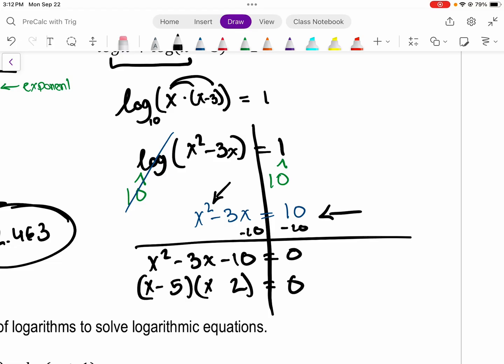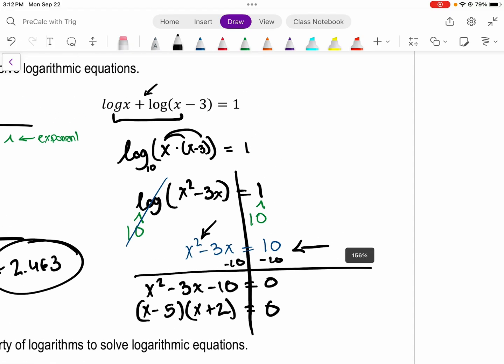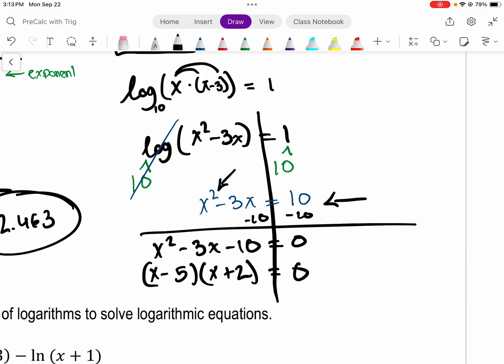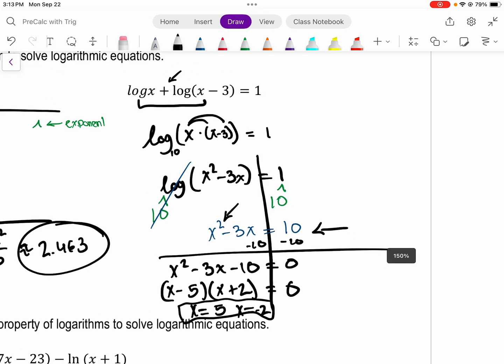The 5 is going to be negative and the 2 is going to be positive, which means I have two possible answers. I'm going to write this over here. X equals 5 and x equals negative 2. Now, why do I say possible answers?